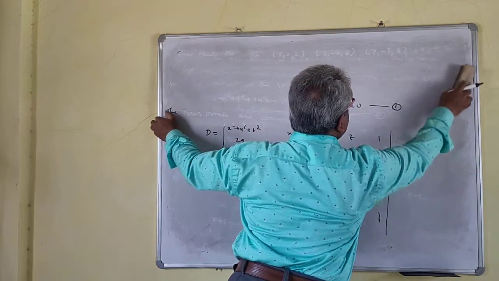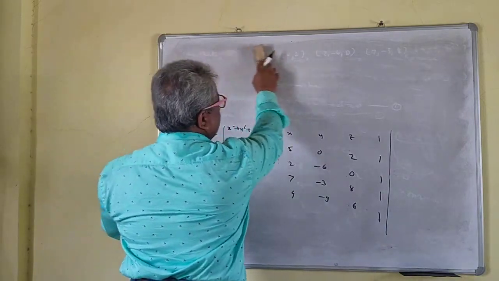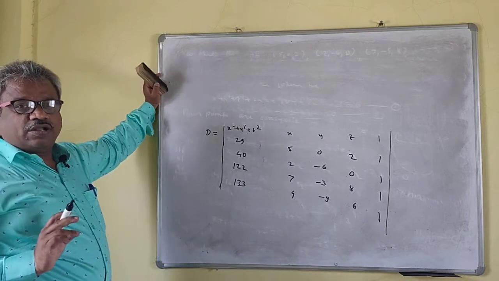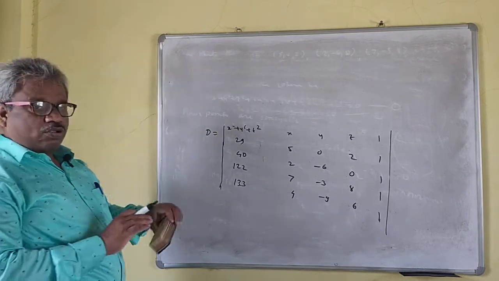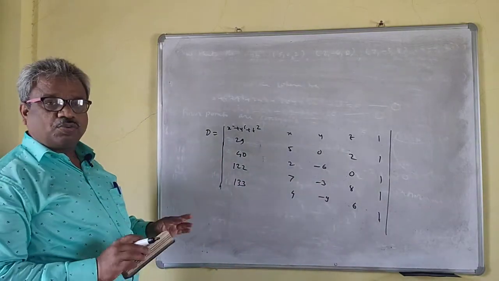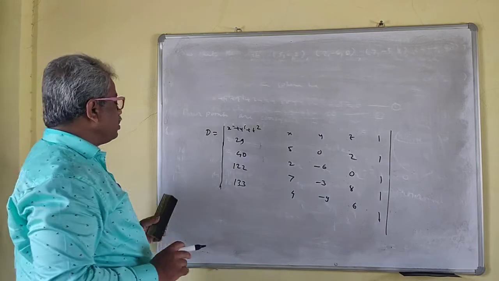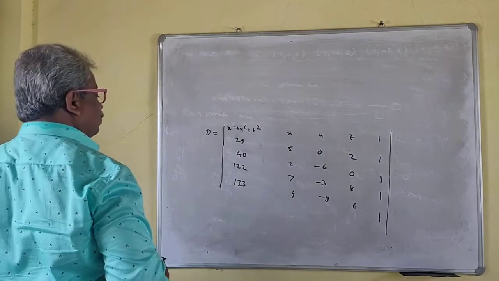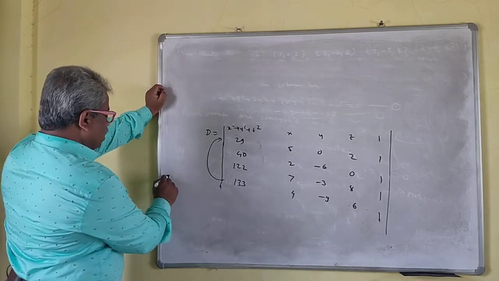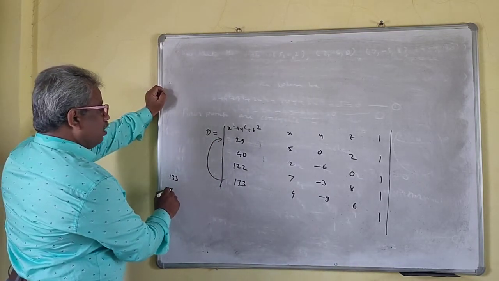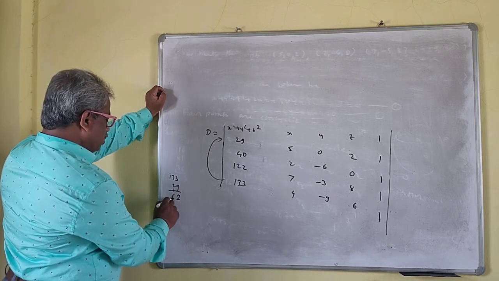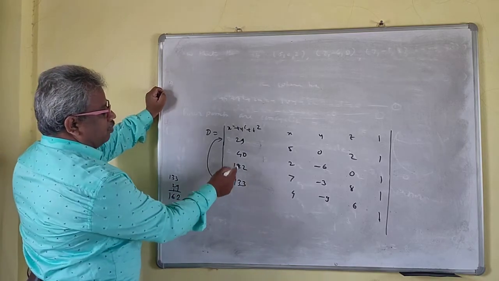I have to prove this is 0 now. You know that for a determinant, if 2 rows or 2 columns are same, then the value of the determinant is 0. Here we are not making 2 columns same, because the columns contain x, y, z. So we want to prove that 2 rows are same. Now see the sum of this one: 133 plus 29 is 162.